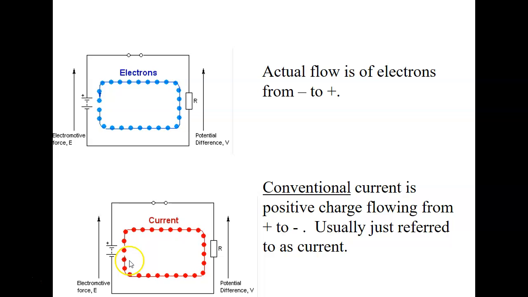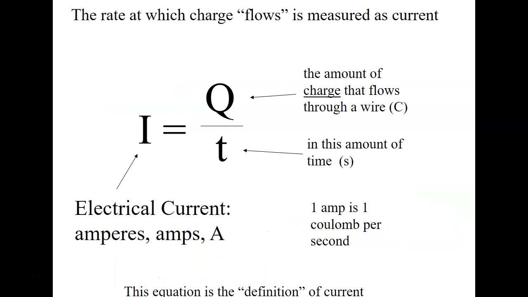They didn't actually find out that it was electrons flowing until the early 1900s. So that's why it's still used, because it was used for so long. It doesn't really affect most things, but truly it's electrons flowing.